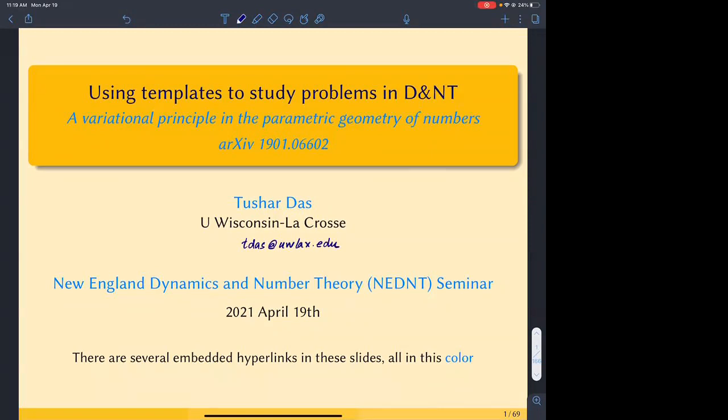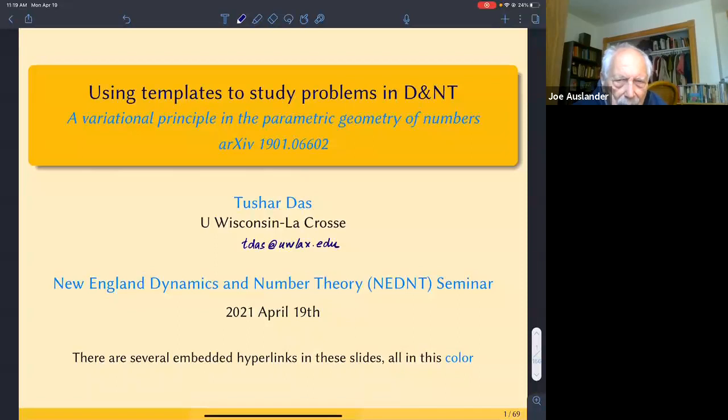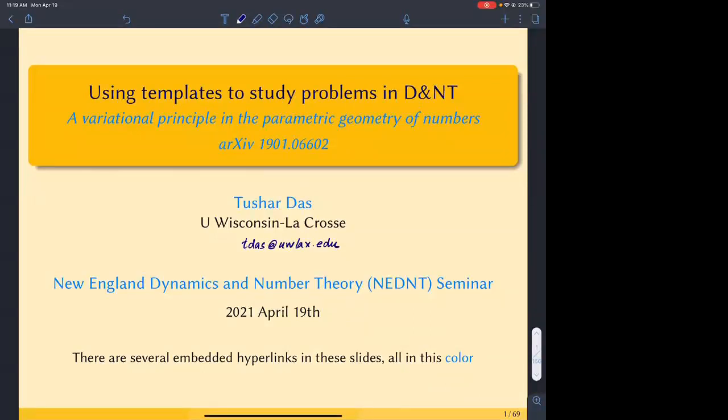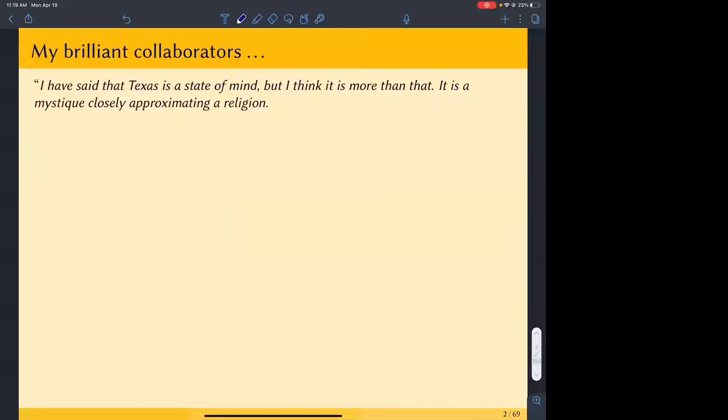So I'm going to talk about an idea called templates and how one might use them to study problems in dynamics and number theory. It's joint work with my brilliant collaborators.